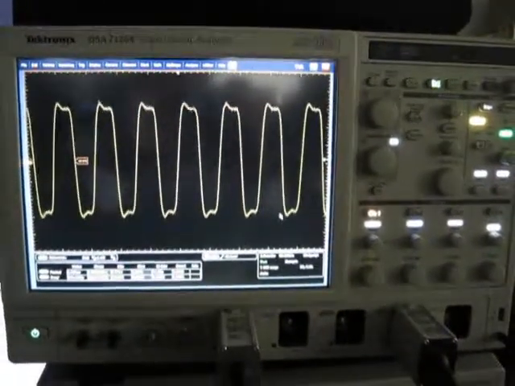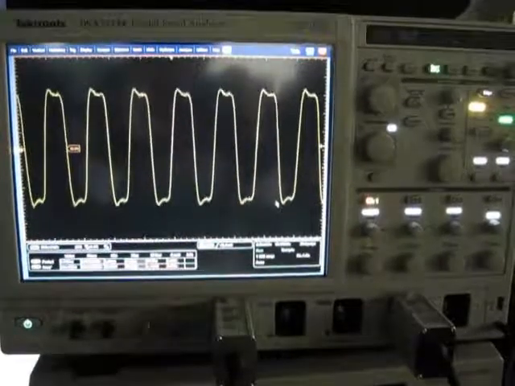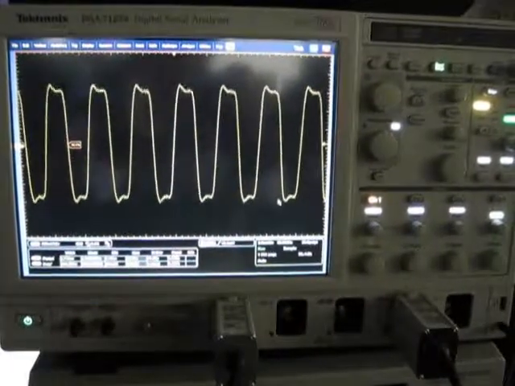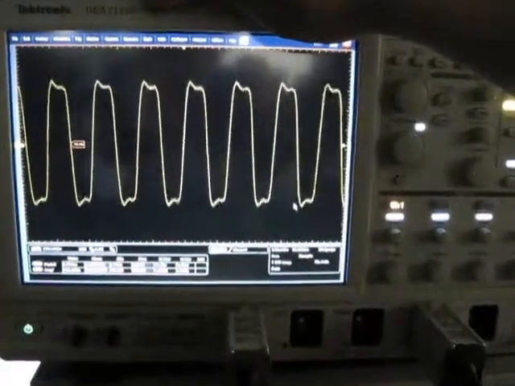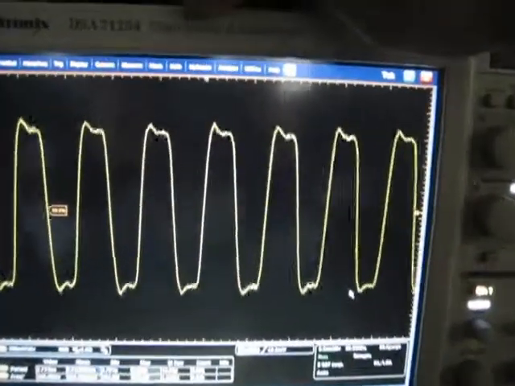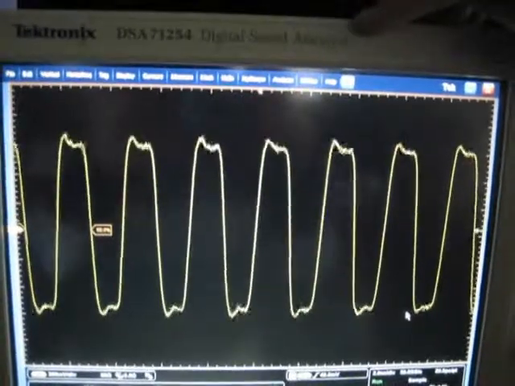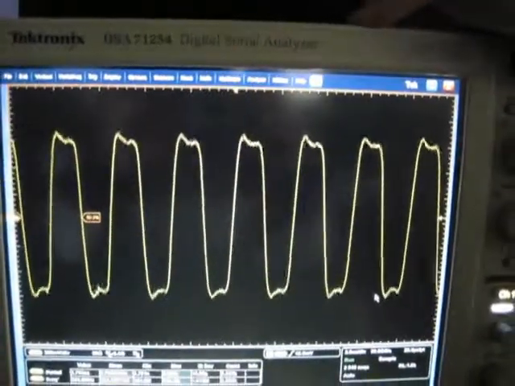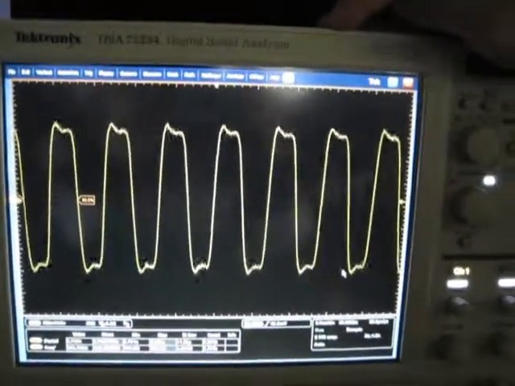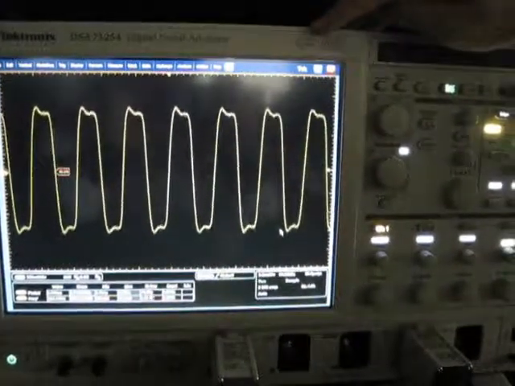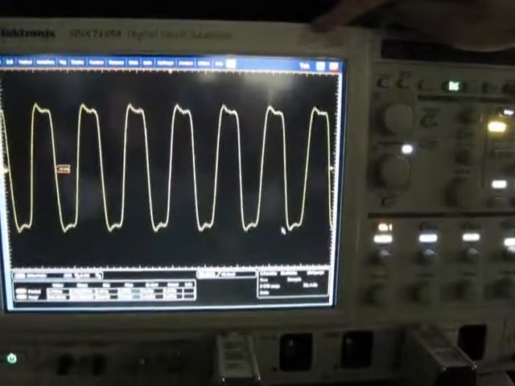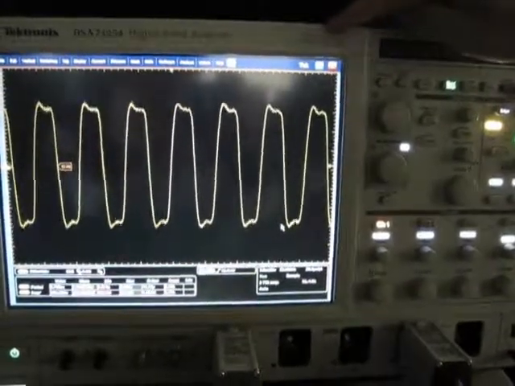So today we are going to use a Tektronix scope to debug the DDR2 memory bus. The scope we are using is the DSA70000 digital serial analyzer. There is DDR3 and a whole bunch of software integrated into the scope, so we can analyze different high-speed buses. The bandwidth of this scope is 12.5 GHz with a 50 gigasample per second sample rate.